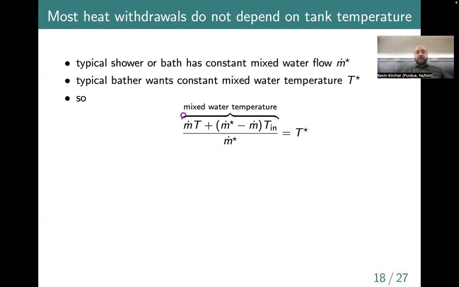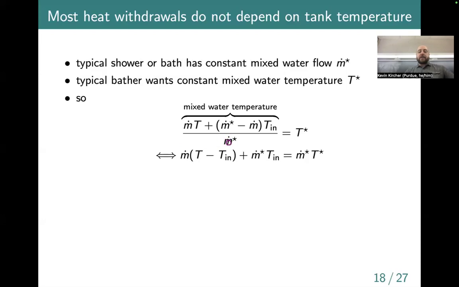So this is the mixed water temperature. We have MDOT, the flow rate of hot water, times T, the hot water temperature, plus whatever is left over, MDOT star, the overall mixed water flow rate minus the hot water flow rate, times Tn. So this is basically a weighted average, weighted by the flow rates. And we want that to be just right for us. This is just the temperature that you want for bathing.